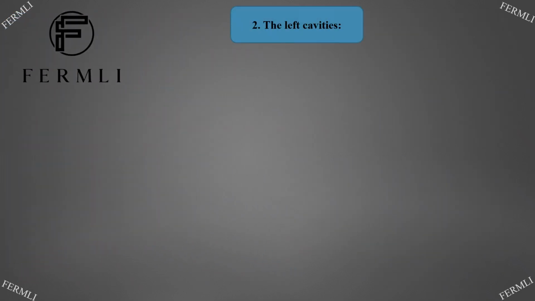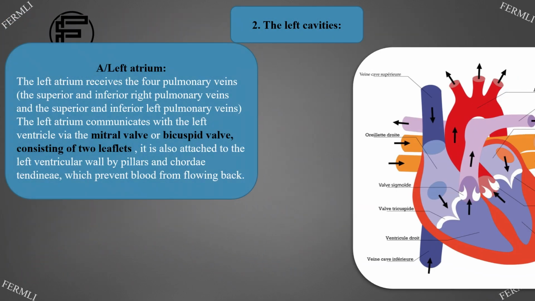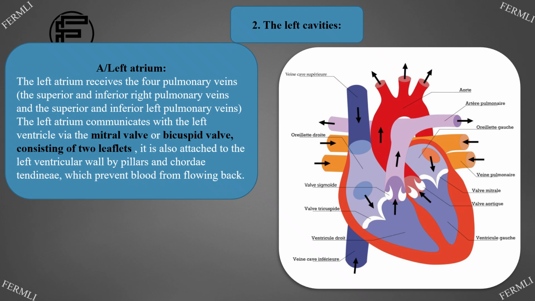2. The left cavities. A. Left atrium. The left atrium receives the 4 pulmonary veins: the superior and inferior right pulmonary veins, and the superior and inferior left pulmonary veins. The left atrium communicates with the left ventricle via the mitral valve, or bicuspid valve, consisting of 2 leaflets. It is also attached to the left ventricular wall by pillars and chordae tendineae, which prevent blood from flowing back.